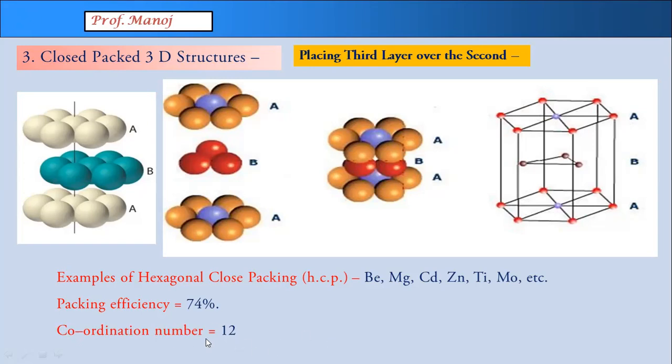Can anyone calculate and tell me how the coordination number comes out to be 12 for this? I want you to think and prove that it is 12. For simplicity, one hint I'm giving you: check this blue atom in the center and check how many atoms it is in direct contact with. That is your coordination number. Try and tell me, prove it. It is 12. Take 1 minute if you want.